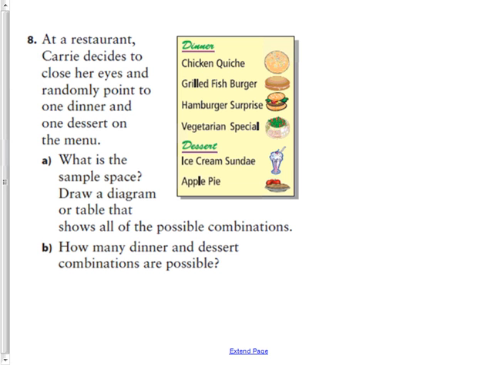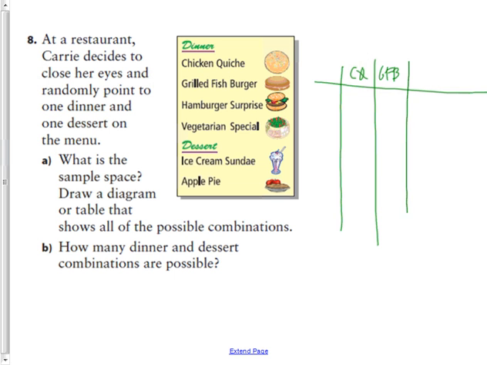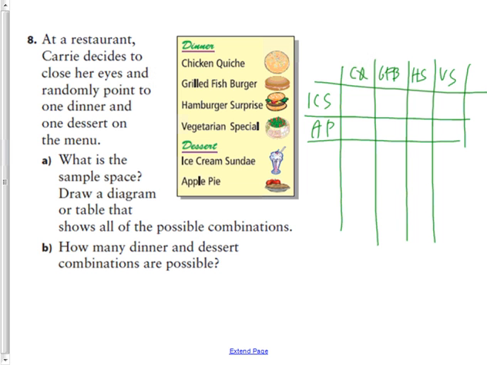Okay, question 8. Follow along. At a restaurant, Carrie decides to close her eyes and randomly point to one dinner and one dessert item on the menu. But what she has here is, I'm going to do a table again. I'm going to go chicken quiche, grilled fish burger, hamburger surprise, and the vegetarian special. And for dessert, we're going to have ice cream sundae and apple pie.